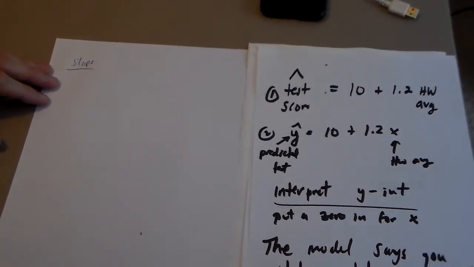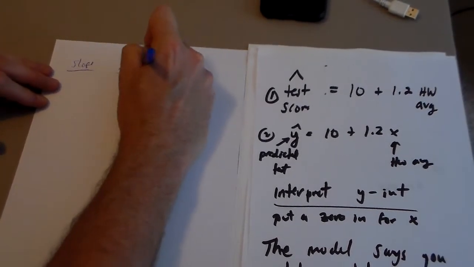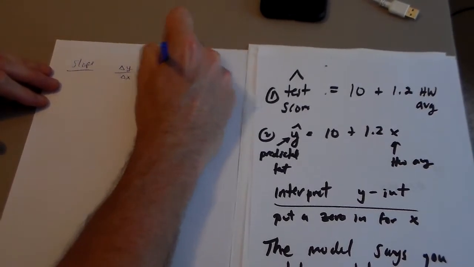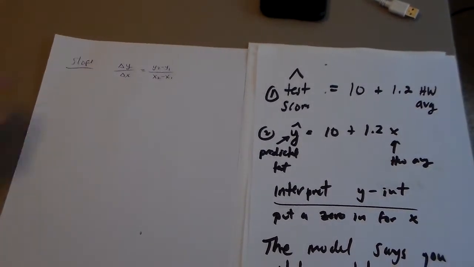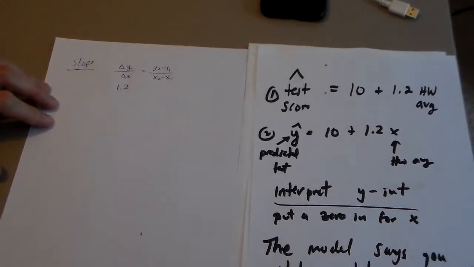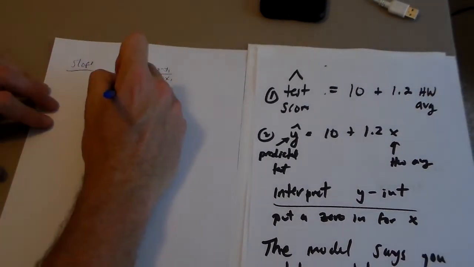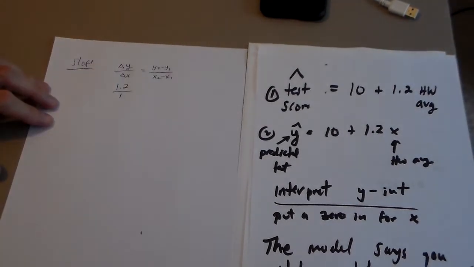Okay, let's think about slope for a minute. So when you think of your slope formula, that's the change in y over the change in x, or y2 minus y1 over x2 minus x1, okay? And so for this one, we have 1.2, but we want to talk about slope. You always want to try to put it in a fraction, like a rise over run. So this would be 1.2 over 1.